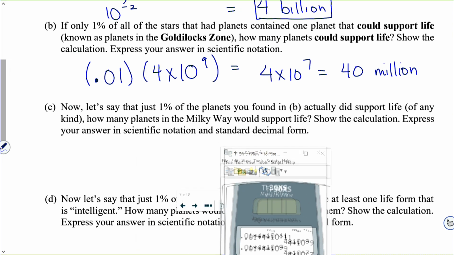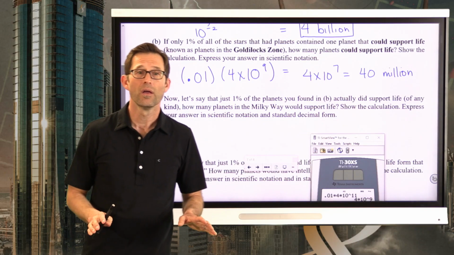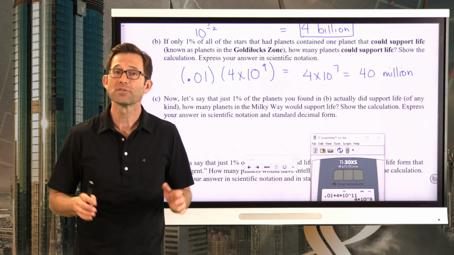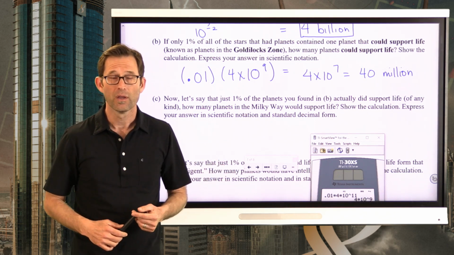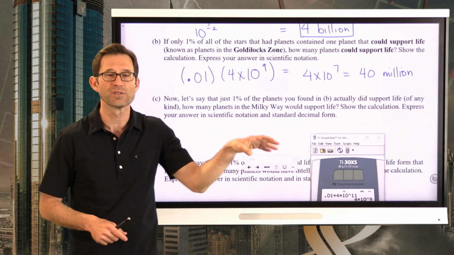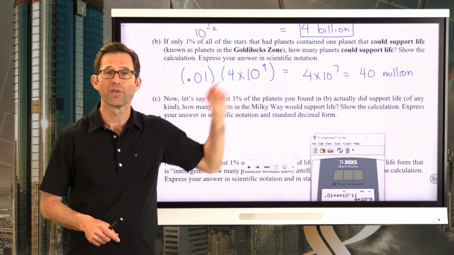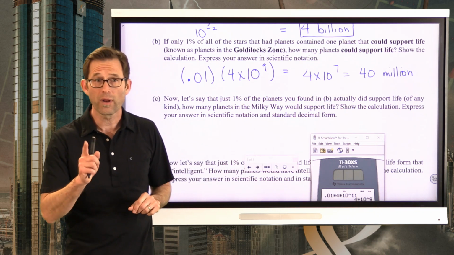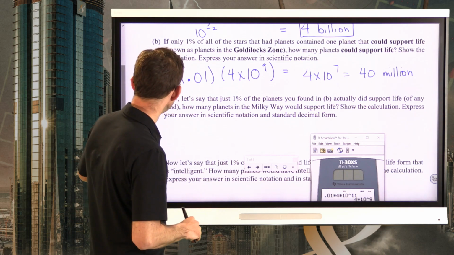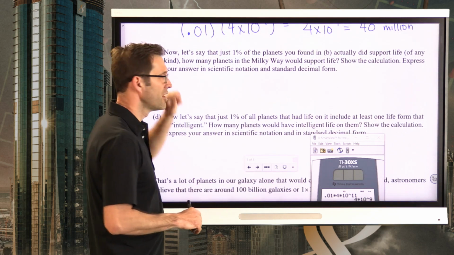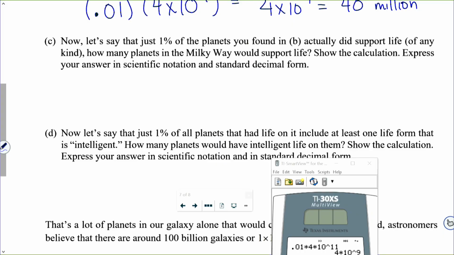Now, again, I'm not claiming that there are 40 million stars out there that have planets that have life on them. I'm saying that there were maybe 40 million stars out there that have planets that could develop life. That they're in that same kind of region that the Earth is, not too hot, not too cold. They're in the Goldilocks zone. 40 million stars that could have planets that support life. But let's keep going. Letter C. Now let's say that just 1% of the planets you found in B actually did support life of any kind. How many planets in the Milky Way would support life?